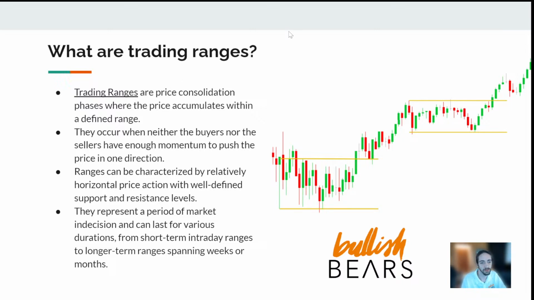Ranges can be characterized by relatively horizontal price action with well-defined support and resistance levels. So this range right here is not the strongest range. Why? Because we don't come up as cleanly as we should. Just like this right here, we broke out of it, came back in, retested it, but then we got no more short entries at the top of this range. We did, however, get some long entries, but this is not that valid of a range, and I wanted to point that out to you guys.